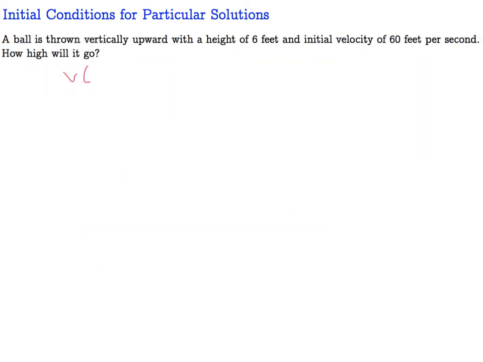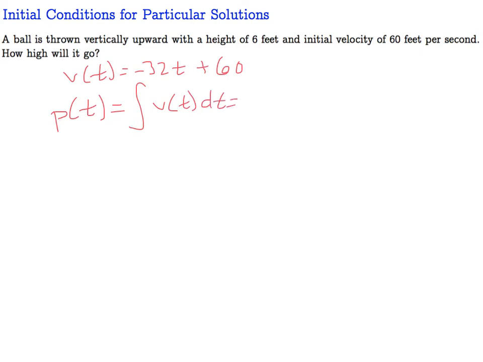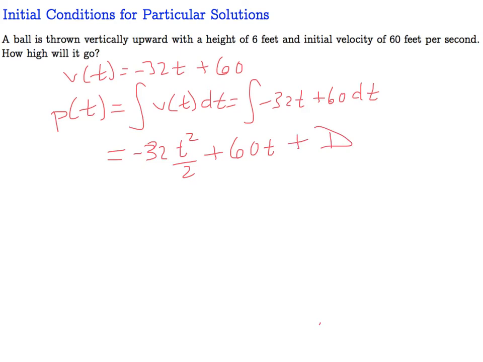So recall, I just figured out my velocity function is negative 32t plus 60. And I know that position is going to be the integral of velocity. So I need to integrate this function here. So again, it's not so bad. It's a nice polynomial. So now I get negative 32 t squared over 2 from the power rule plus 60t from the power rule plus a new constant d.